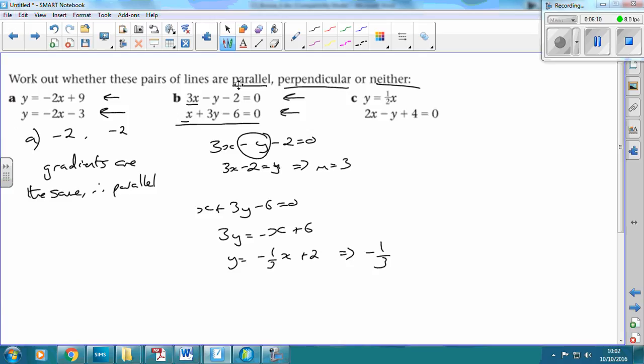So then we can see that we've got the gradient of 3 and the gradient of minus 1/3. So 3 times minus 1/3 equals minus 1, therefore perpendicular.